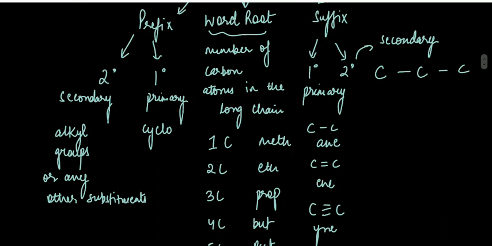Before starting this nomenclature part, it has already been taught what alkanes, alkenes, and alkynes are. Alkanes are carbon-carbon single bond, alkenes are carbon-carbon double bond, alkynes are carbon-carbon triple bond. The general formula has also been discussed previously.